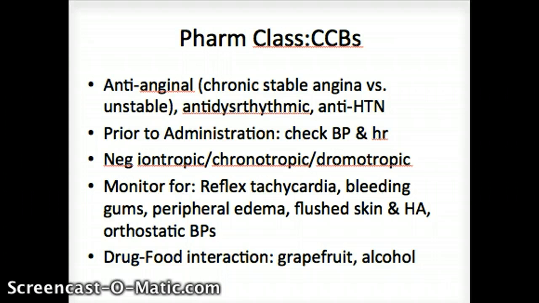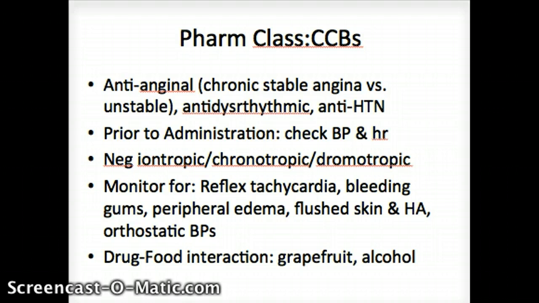These drugs have a lot of therapeutic effects or therapeutic uses, so you really want to know what you're giving it for. It can be as an anti-anginal. It can be given for both chronic stable angina versus unstable angina. Again, only certain drugs in this class are used for each of those. It's also an antidysrhythmic and also an antihypertensive drug. So it's important to know what you need to check before this drug is administered.